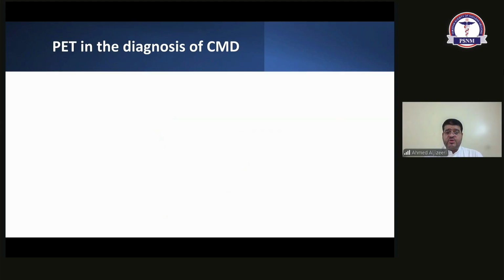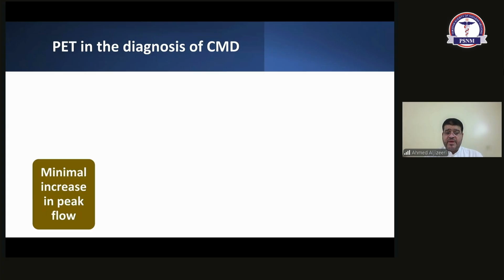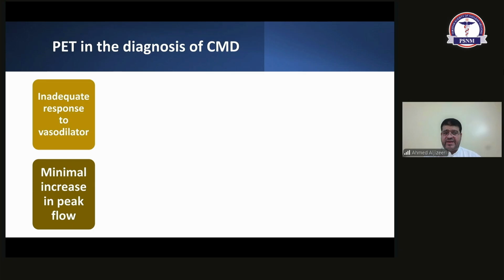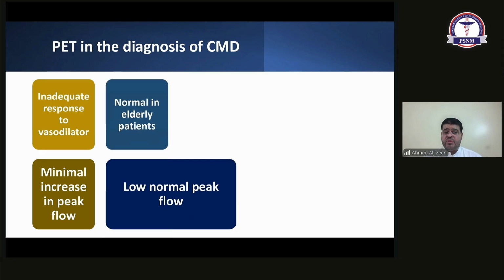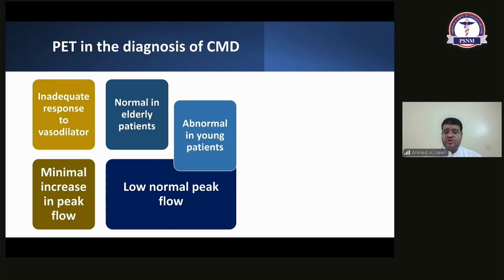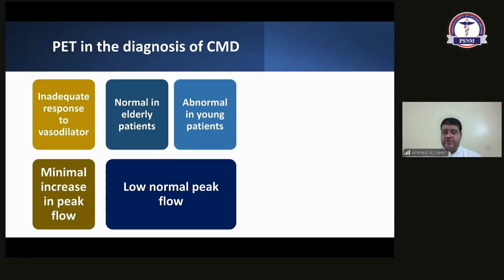Now, there are things to keep in mind when interpreting this data. First, if there is a minimal increase in peak flow, one should consider inadequate response to vasodilator, rendering the test non-diagnostic, and probably should not comment on ischemia, microvascular dysfunction, or the presence of coronary microvascular dysfunction. When there is low normal peak flow, this may be considered normal in elderly patients because they have less vasodilatory response, but it should alert you in young patients and should be considered abnormal.